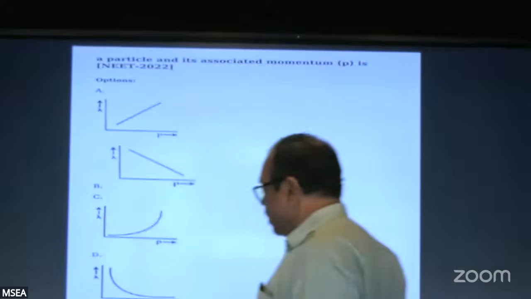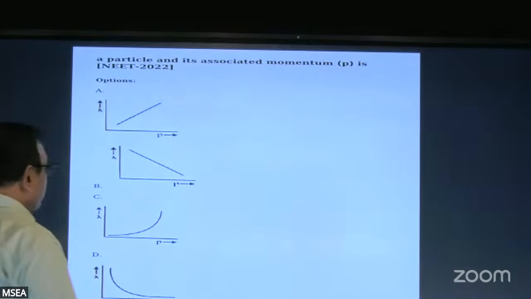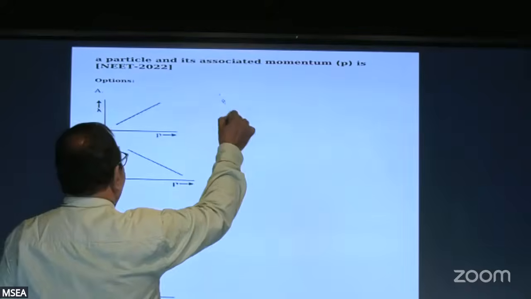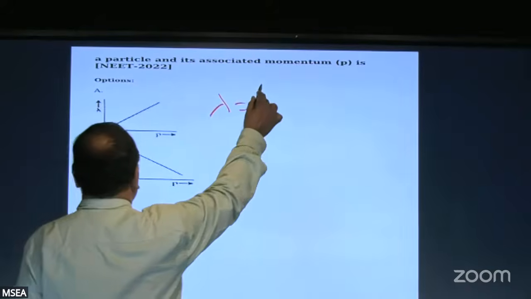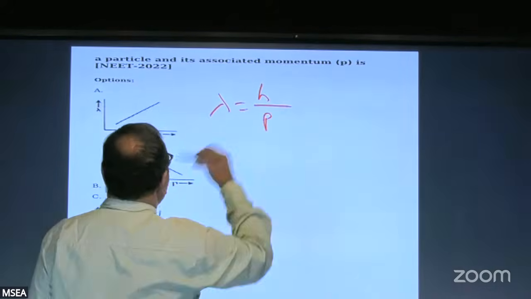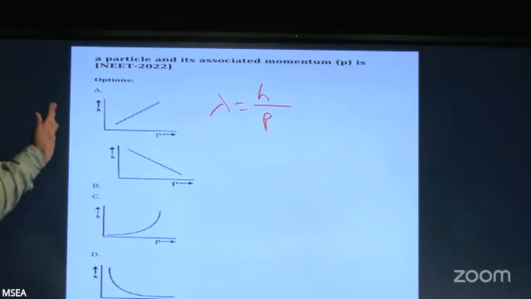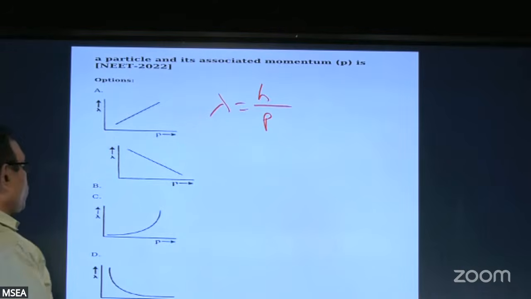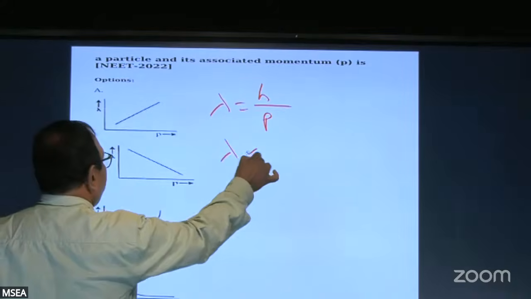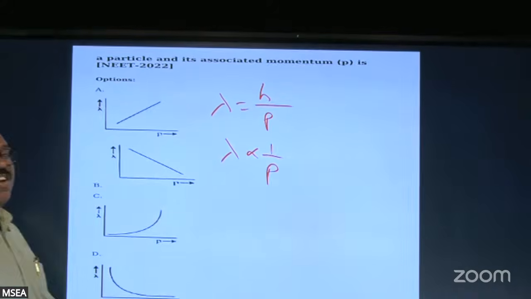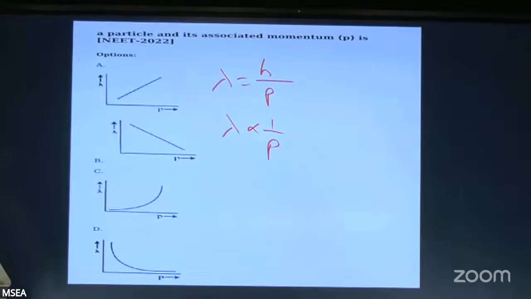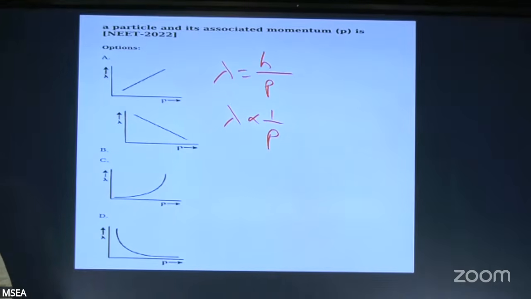Now, let us take this graph. As lambda is equal to h by p, it is a graph between lambda and P. How are lambda and P related? Lambda and P are inversely related. Whenever inversely proportional is there, the graph is a rectangular hyperbola.